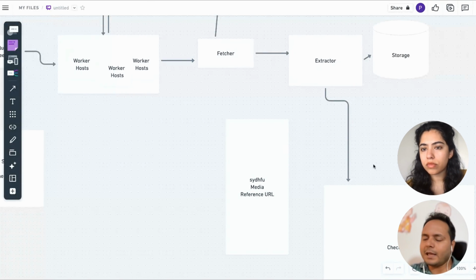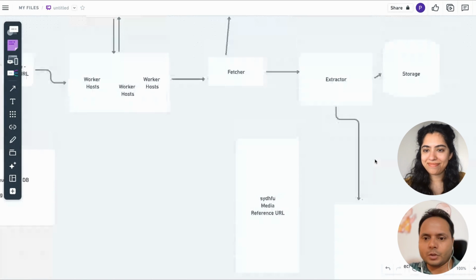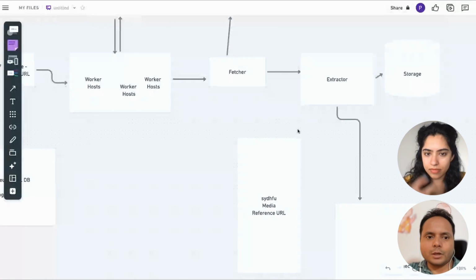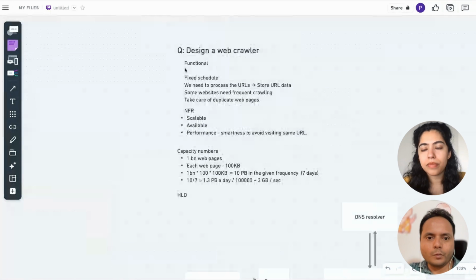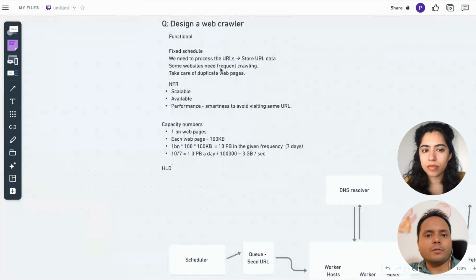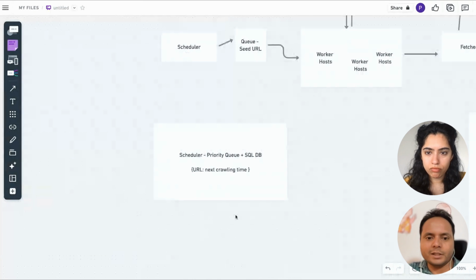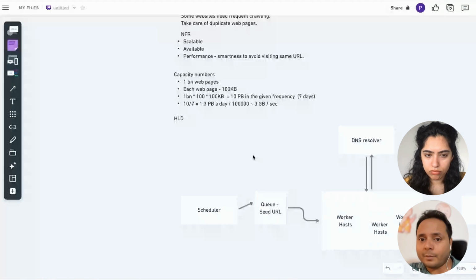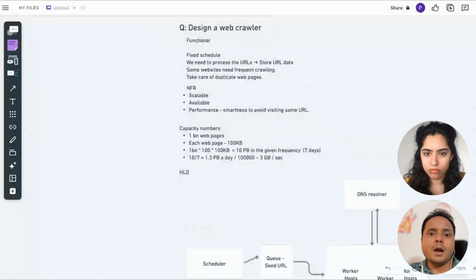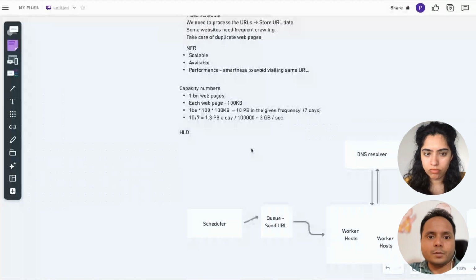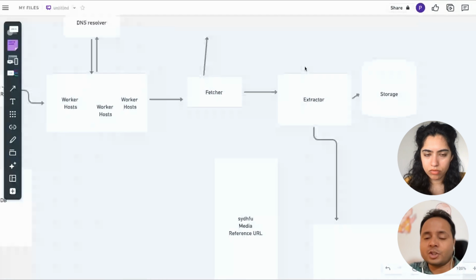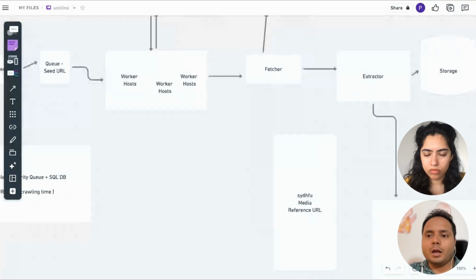That having said, I'm just rechecking the requirements. The schedule I have taken care of. Processing the URLs, we are storing the URLs in this scheduler. We have a SQL database, so we are taking care of that. Probably some websites need frequent crawling, and we have taken care of that. We need to take care of duplicate web pages, and I discussed two scenarios regarding that.